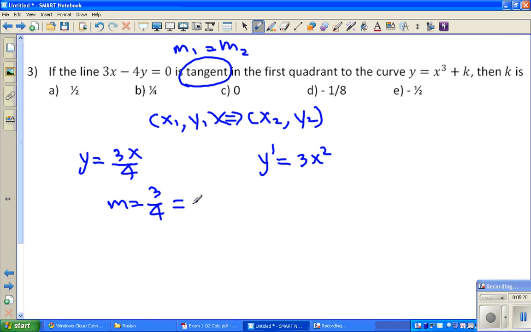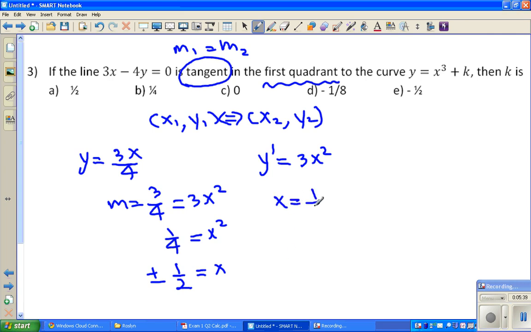Now, by setting them equal to each other, you will realize that x squared must be equal to 1/4. In other words, x must be equal to plus or minus 1/2. But notice we are looking at the first quadrant. That means x has to be equal to positive 1/2, not the negative.